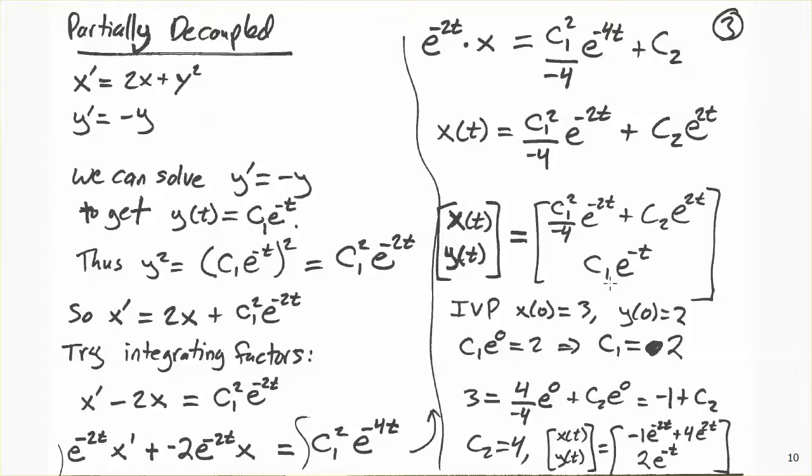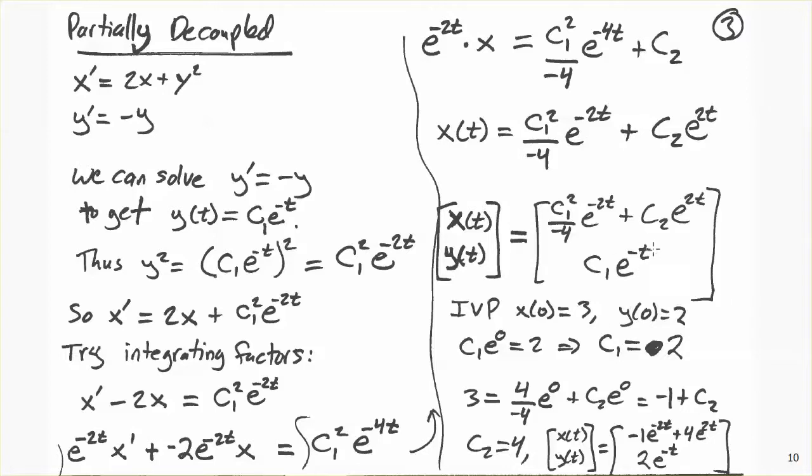C1 can be anything, and C1 squared will just be whatever that is squared, and C2 can be anything. So we still have two things that we can determine, so we should be able to solve an initial value problem. The other thing you might notice is what's going to happen over time.